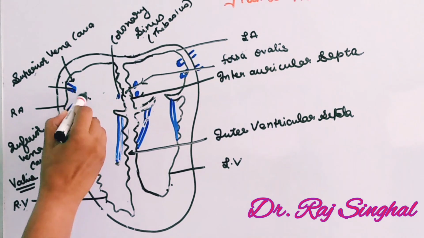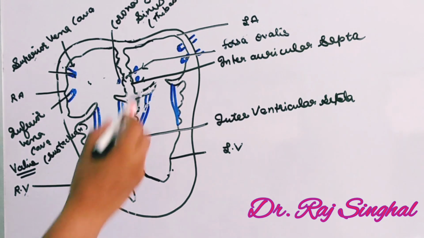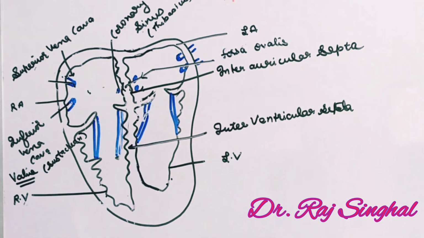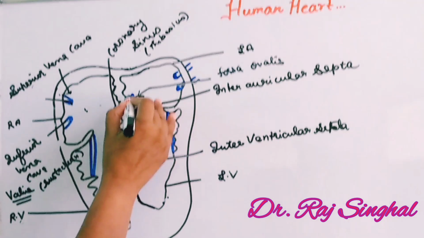Impure blood is collected in this right auricle. Now the left atrium receives pure blood. For pure blood there are 4 pulmonary veins.